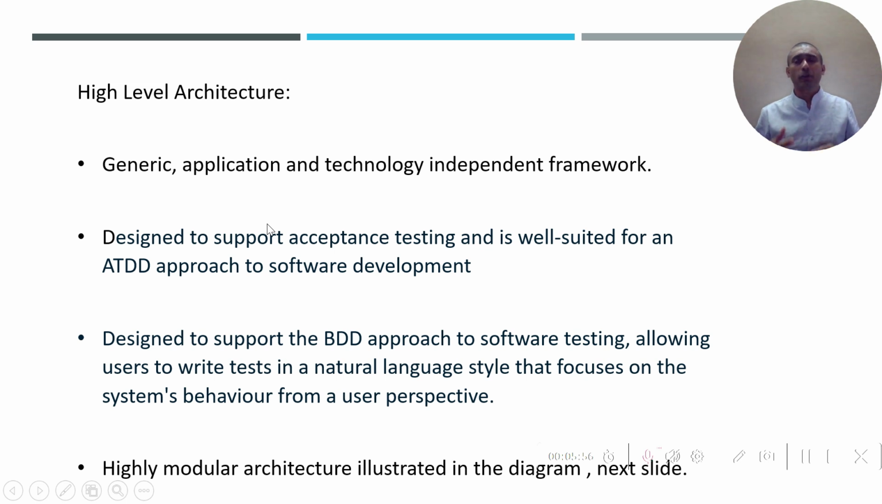Again, Robot Framework is a generic, application and technology independent framework. What you actually mean here is application technology independent framework. It means when you have Robot Framework running, it does not know what it is testing. So the layer of abstraction is highly modular. If you look at the last point here, the highly modular architecture is illustrated in the diagram in the next slide.